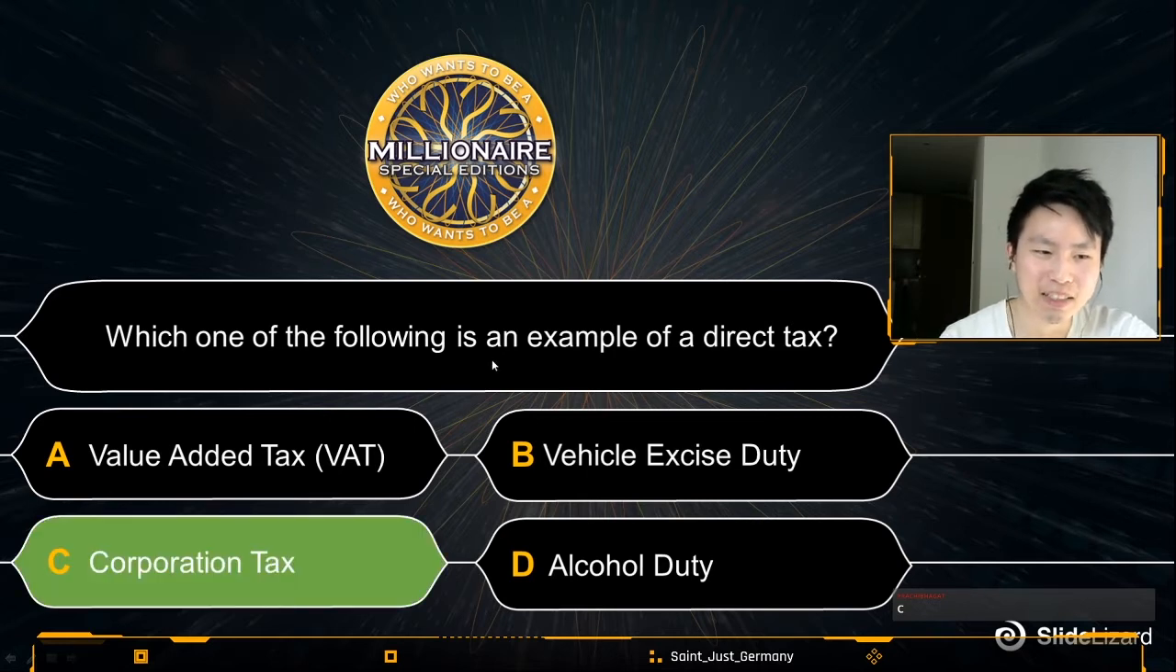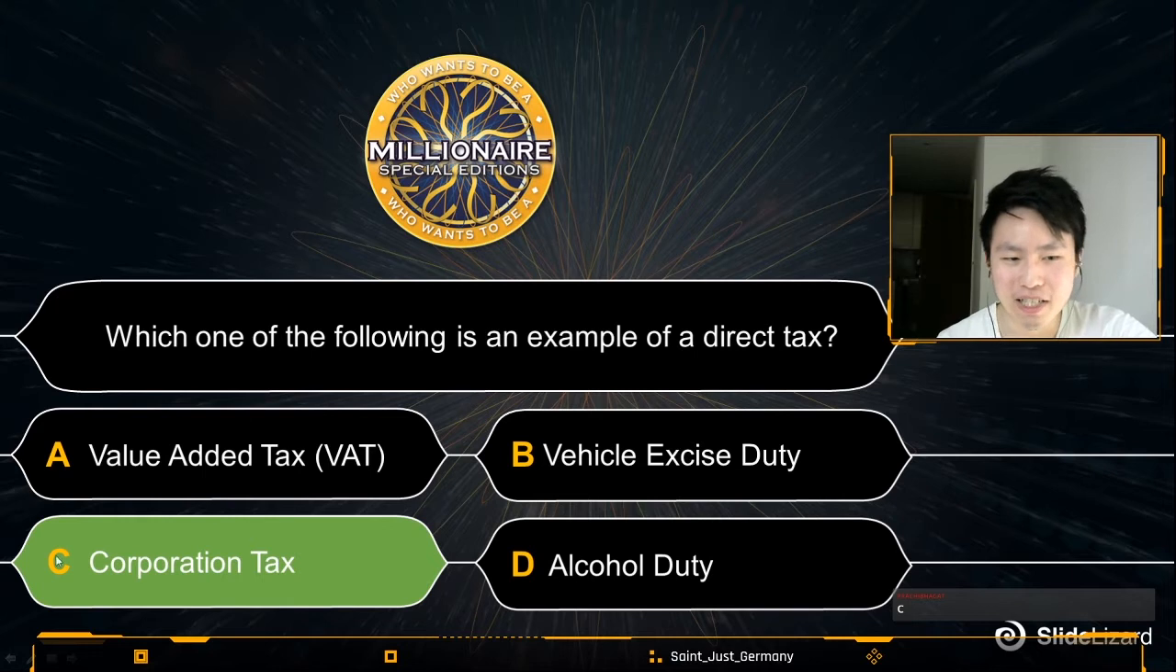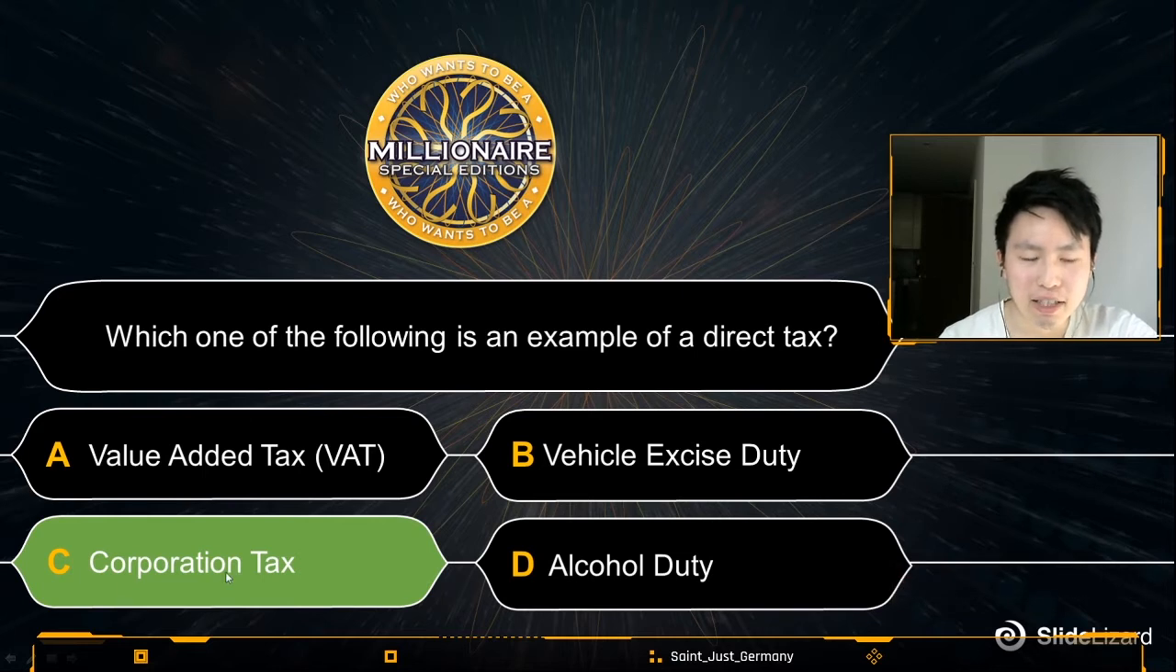Good job. So yes, corporation tax is a type of direct tax because it's a tax directly on businesses' profits. Whereas an indirect tax would be taxes you pay when buying goods and services. So therefore, VAT is an indirect tax. Vehicle duty and alcohol duty, again, would be indirect taxes because you pay them when you buy a good or service. Okay, next one.